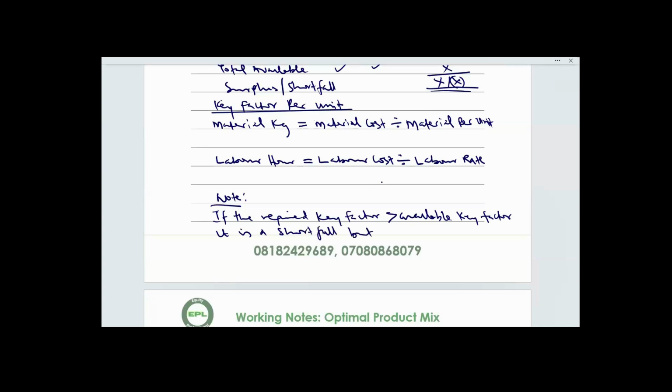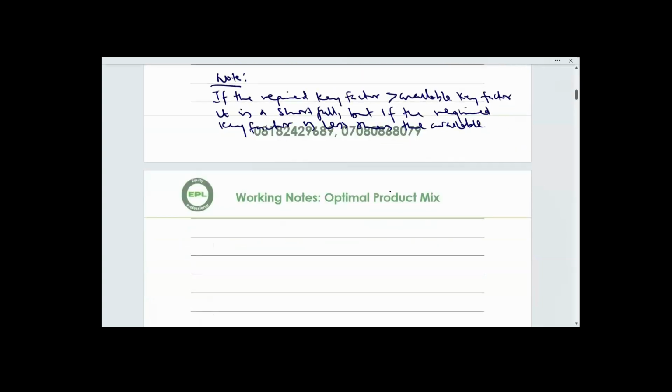But if the required key factor is less than the available key factor, it is a surplus. If what you need is less than what you have, then of course that's a surplus.